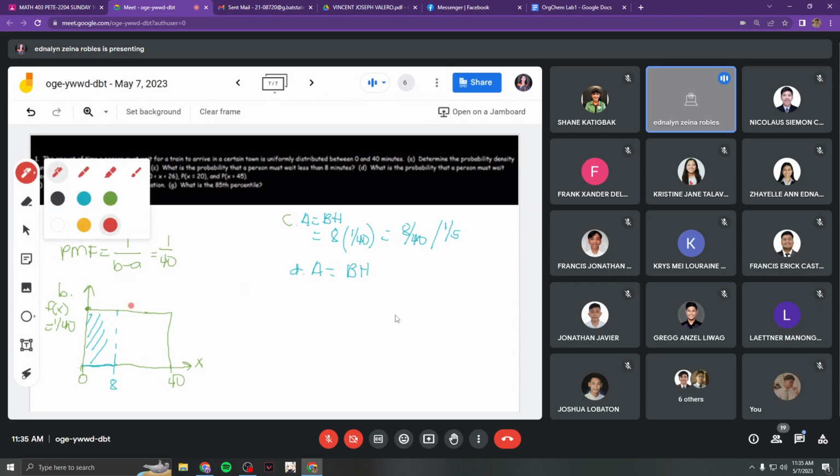Ano? So, ang sabi natin, the person must wait more than 30 minutes. So, for example, this is my 30 on my graph, and 40 minutes yung end ng range natin. So, we will be getting the area of this. So, area is base times height. So, 40 minus 30 is 10 times the height, which is still 1 over 40. So 10 over 40 is 1 fourth. 1 fourth is equals to 25%.